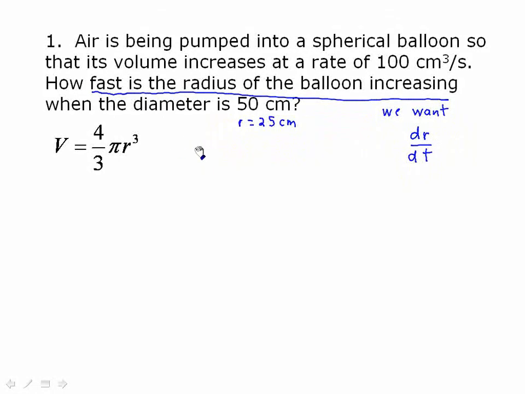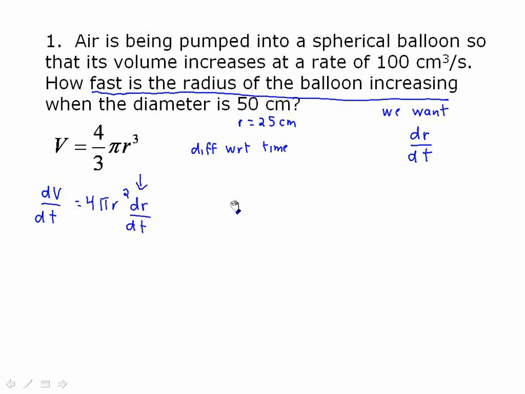So we then differentiate with respect to time. So this will look exactly like what we saw in the previous question. dV/dt is equal to 4 pi r squared dr/dt. And dr/dt is the variable in question. That's what we want to find.